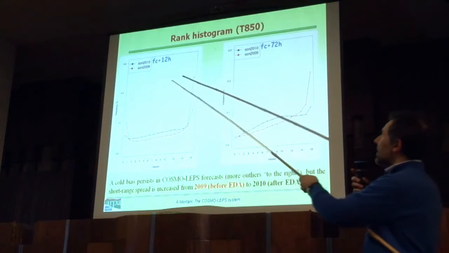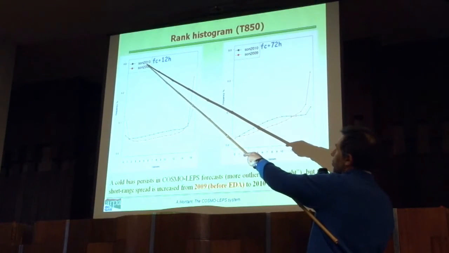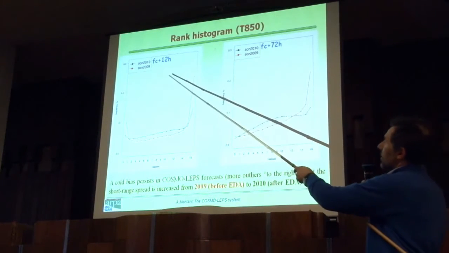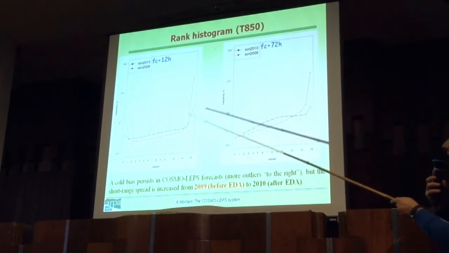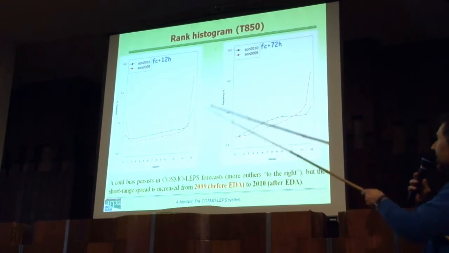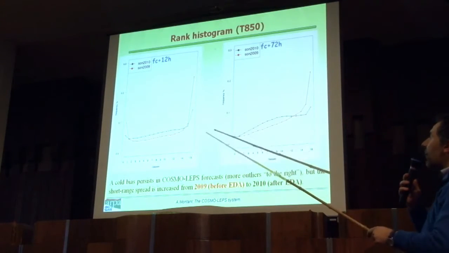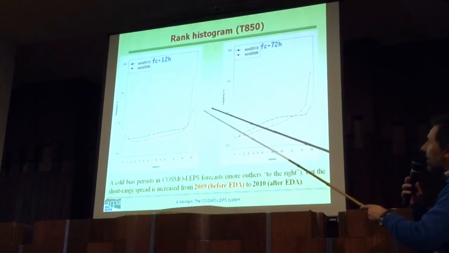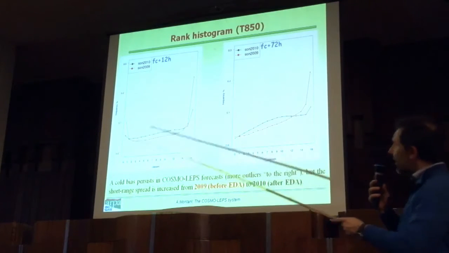There are two lines. The red line is for September, October, November 2009, and the black line is for autumn 2010. This is the forecast range 12 hours, so early in the forecast range, and this is a bit later, at day 3. In any case, we have a cold bias, because this U-shape is a bit non-symmetric, which means that very often the analysis stays to the right, which means all the ensemble members are too cold, because they stay to the left.